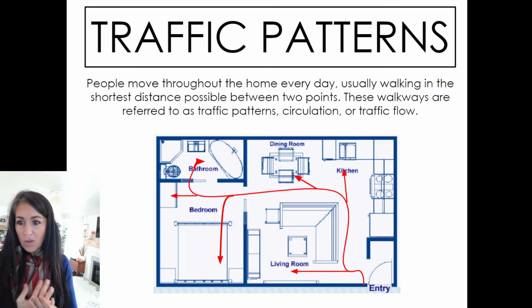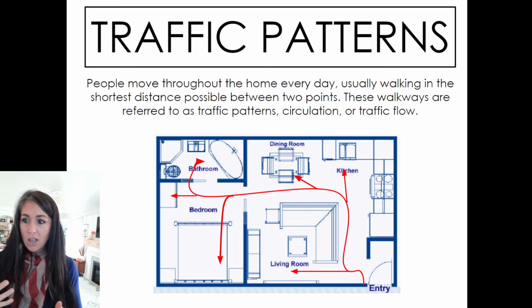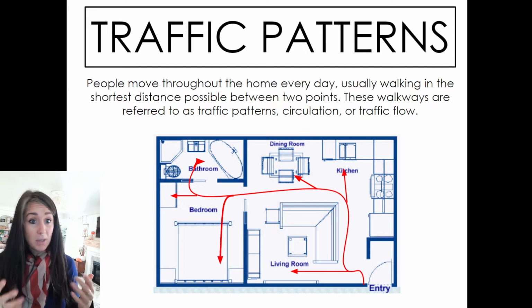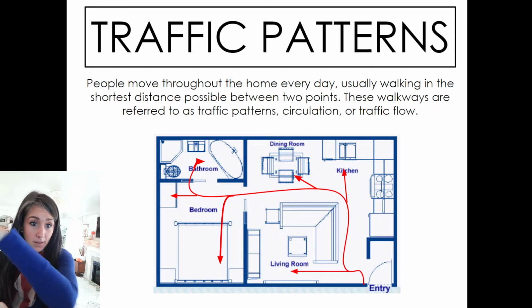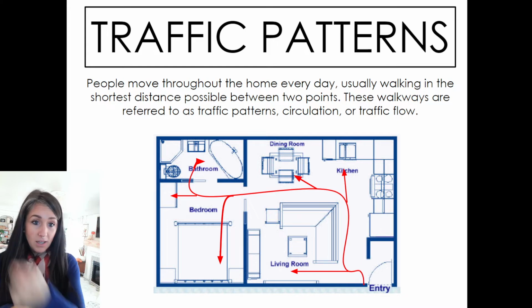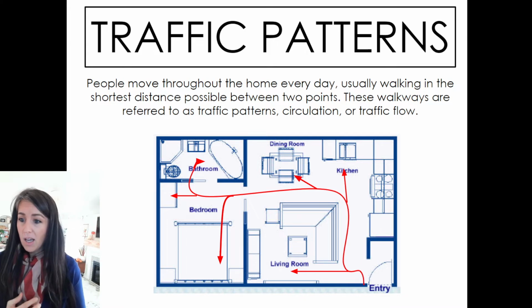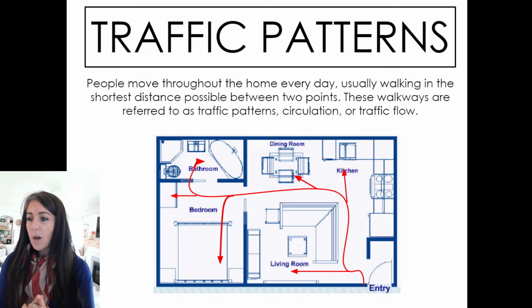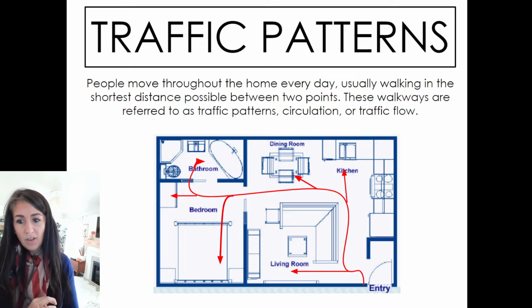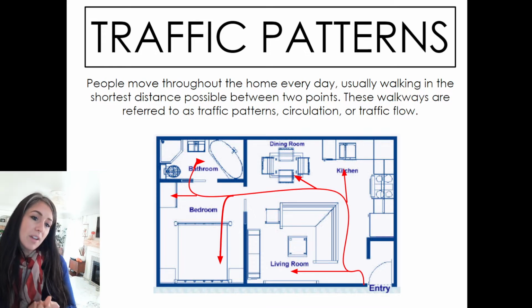Most people move throughout the home every day, usually walking the shortest distance possible, right? We don't necessarily want to be walking the long way around. We want to get there as quickly as possible between two points. So these walkways are referred to as traffic patterns, circulation, or traffic flow.